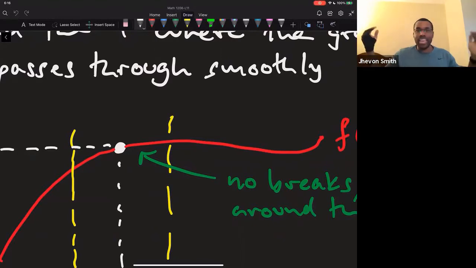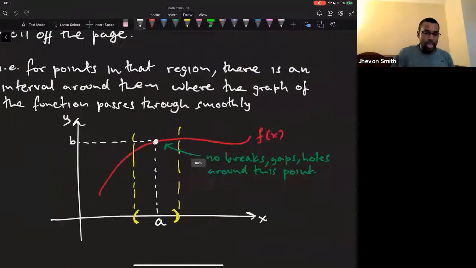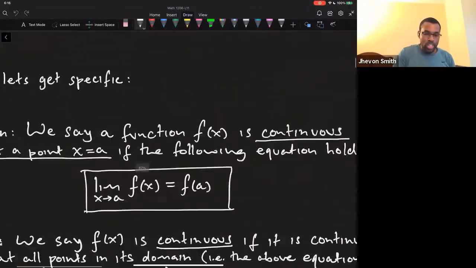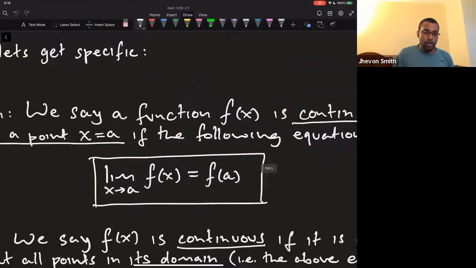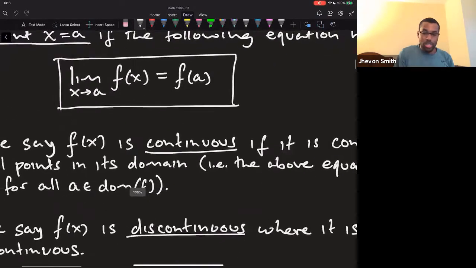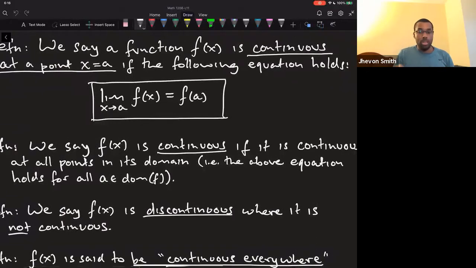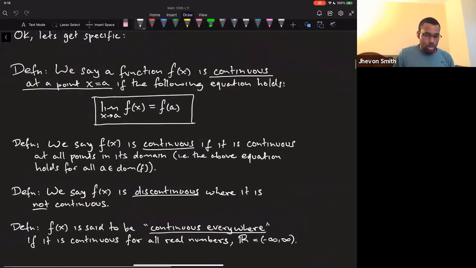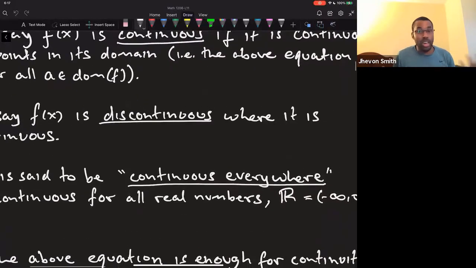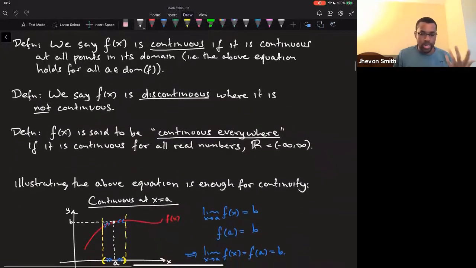You're always there. You can get close to any point you want in that region. You don't have to jump over anything. And it turns out that this one equation captured that. We can call a function continuous in general, just continuous, not necessarily continuous at a point, if this equation holds for all points in the domain. And a function that's not continuous, we call it discontinuous. We call a function continuous everywhere if it's continuous on the entire real line. So that's just a phrase that you should know.